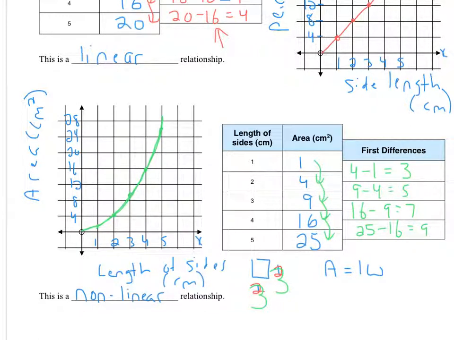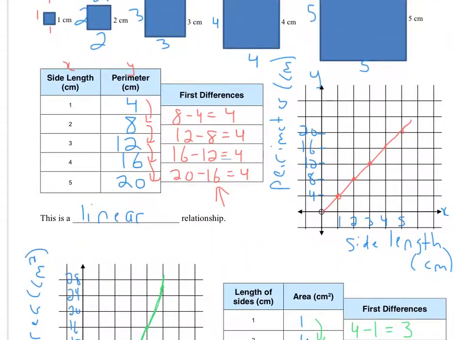So we can conclude that when the first differences are different, there is a non-linear relationship. And in the above table, when the first differences are the same, we see that there is a linear relationship. So there are two ways to be able to tell if a relationship is linear or nonlinear. The first way is to graph and see if the points form a line or a curve. And the second way is to look at the first differences. If they are the same, it is a linear relationship. If they are different, it is a nonlinear relationship.